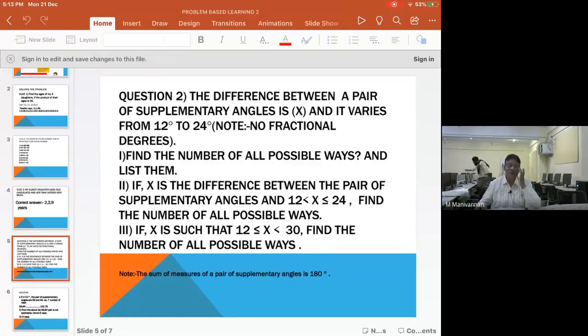The difference between a pair of supplementary angles is, let us say, variable x, and it varies from 12 degrees to 24 degrees. Note, no fractional degrees are taken. Find the number of all possible ways and list them. How many possible ways are possible, if the difference between a pair of supplementary angles is 12 to 24 degrees?